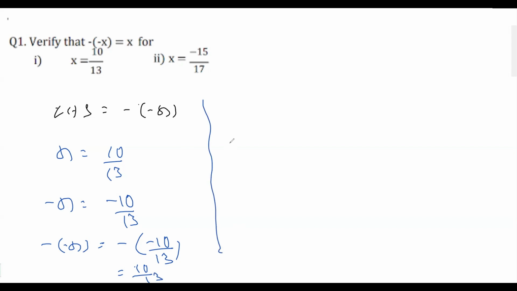Now we can similarly do the other part. We have x as minus 15 over 17. This is x. If I ask you what is negative of x, then negative of this is positive 15 by 17. As you know, negative of a negative fraction or rational number is positive.